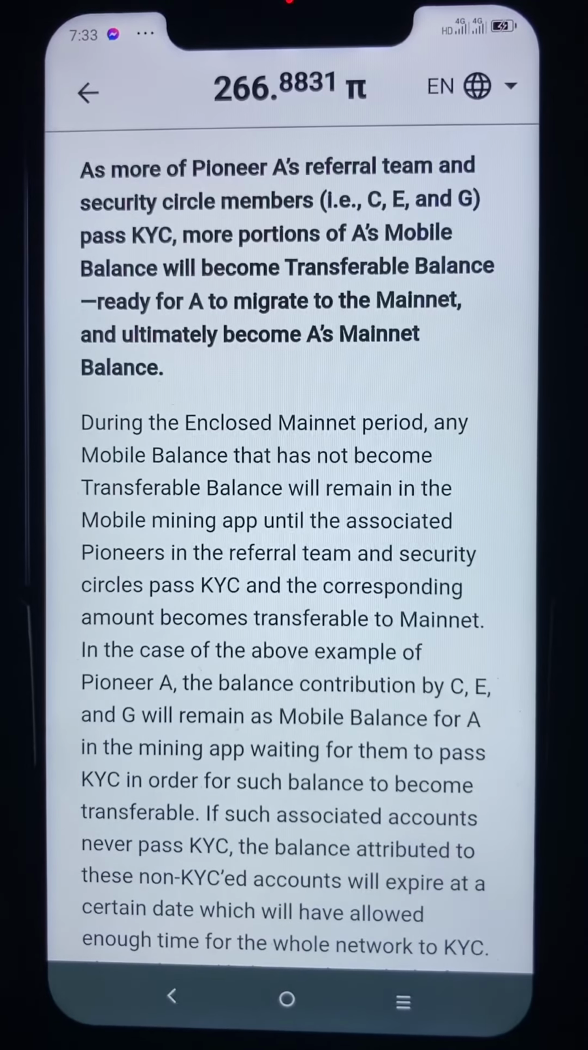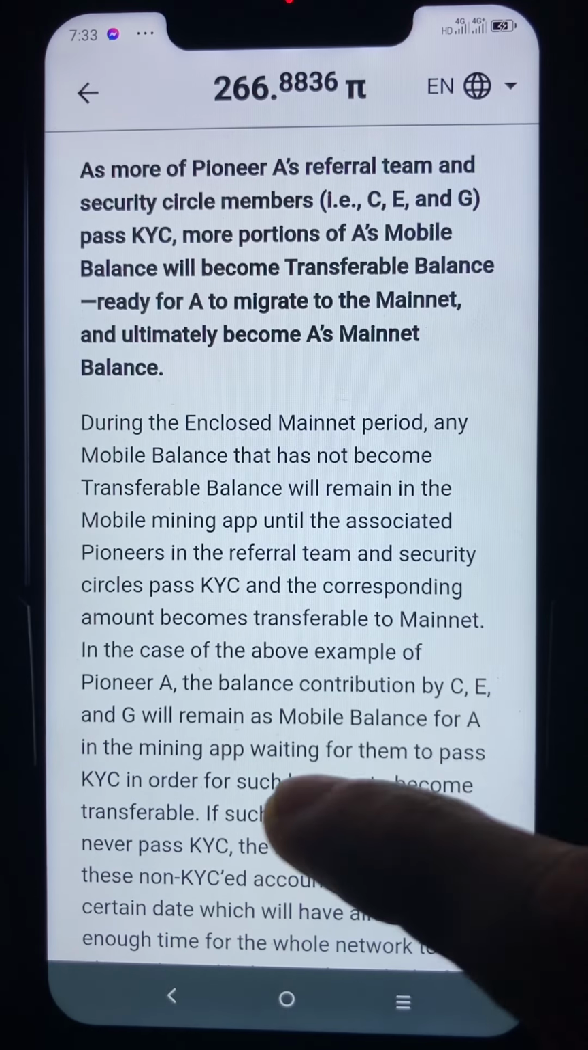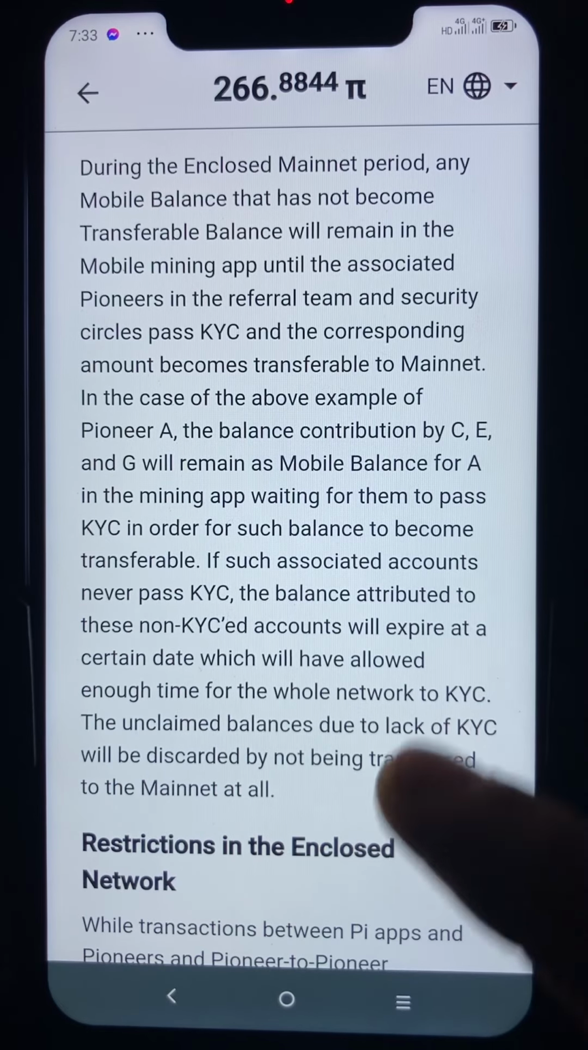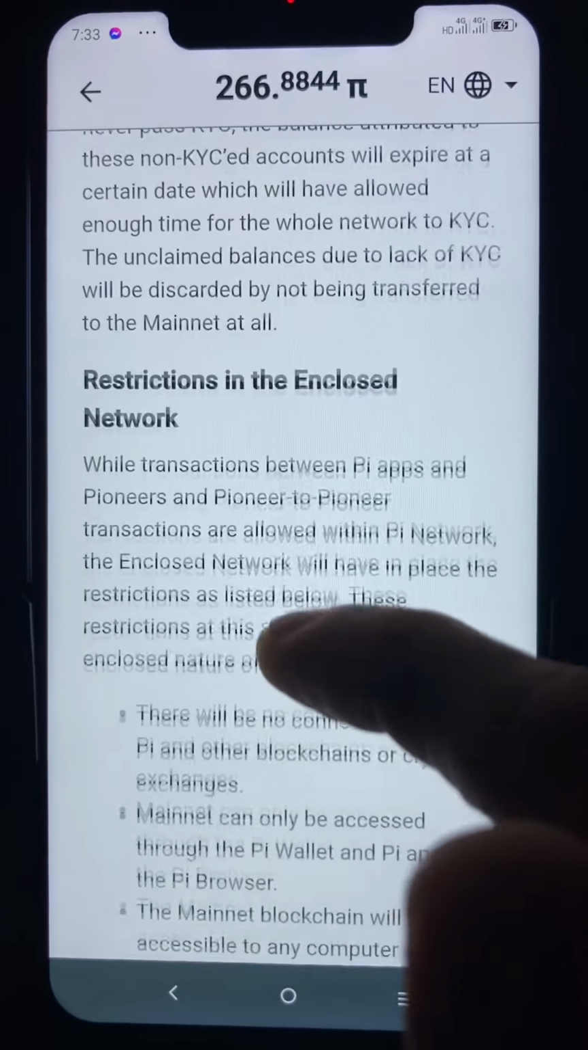Alright, so ano masabi niya? As more of your referral team and security circle members pass KYC, more portions of your mobile balance will become transferable balance. Okay? Alright, ito pa, sabi niya, during the enclosed mainnet period, any mobile balance that has not become transferable balance will remain in the mobile mining app until the associated pioneers in their referral team and security circle pass KYC. Nasabi ko na to actually kanina, yun nga, hindi siya masasama. So, anyway, ito na, basta tayo sa mga importanteng mga bagay.